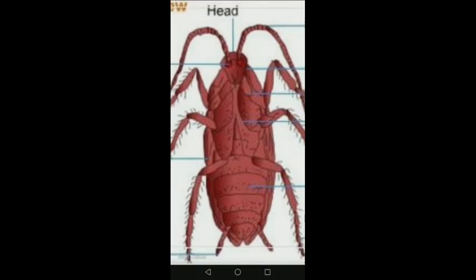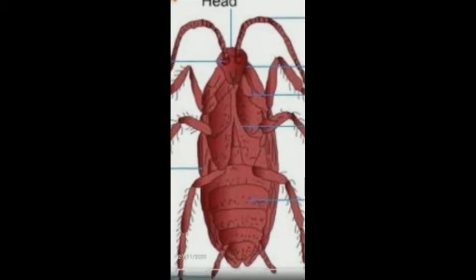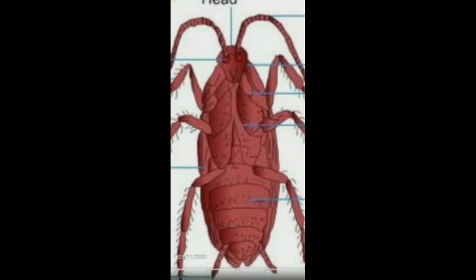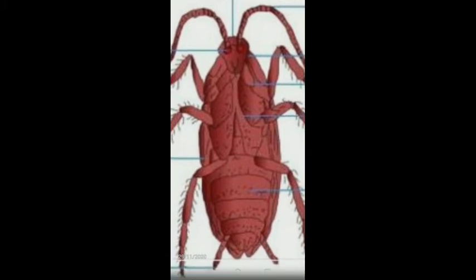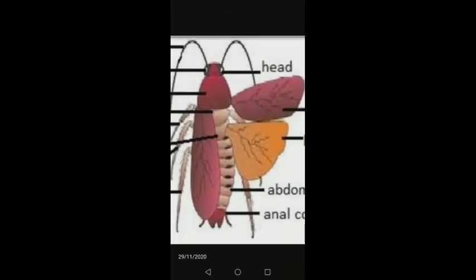Not a shell exactly, but for these insects it is somewhat hard. It is a hard, brown, chitinous exoskeleton. The skeleton is on the outside, so it is called an exoskeleton. And if you see the segments of this one, in each segment the exoskeleton is made of hardened plates called sclerites.